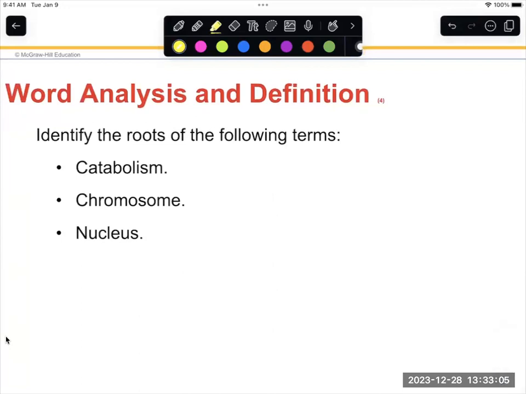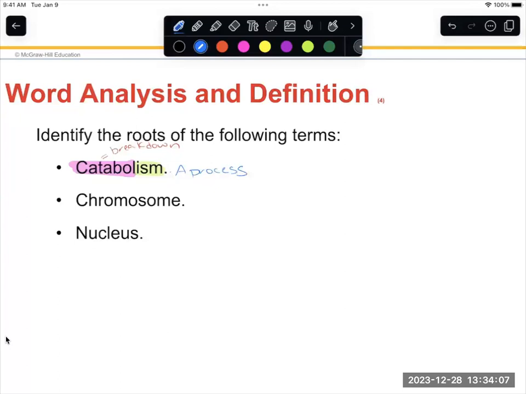Now let's look at some words and find the roots. We have catabolism. Our root is going to be catabol, which means to break down. Ism is going to mean a process. So catabolism is a process of breaking down complex substances into simpler ones.